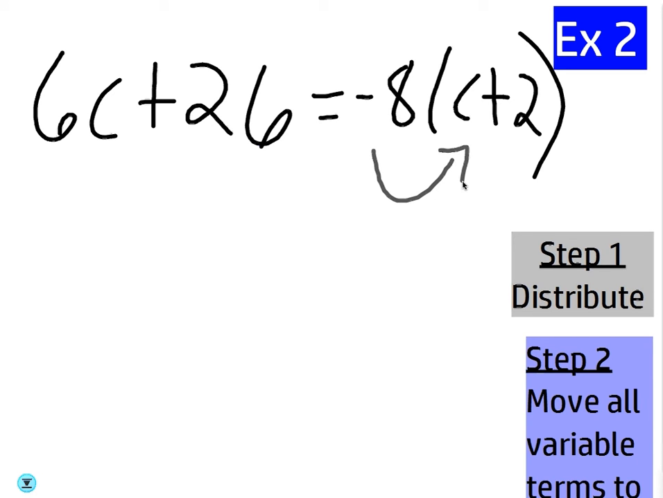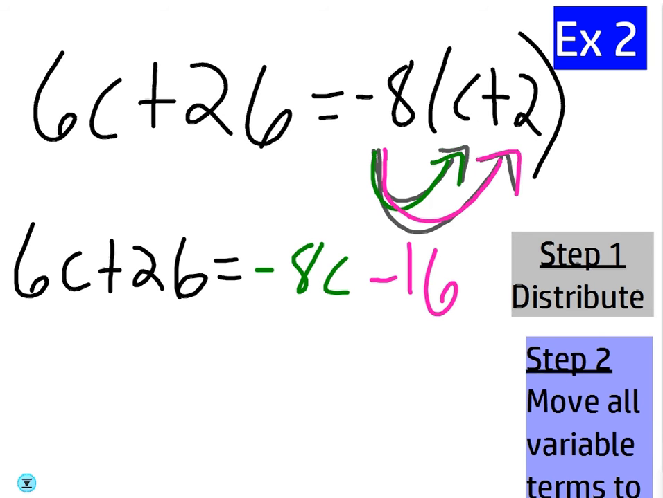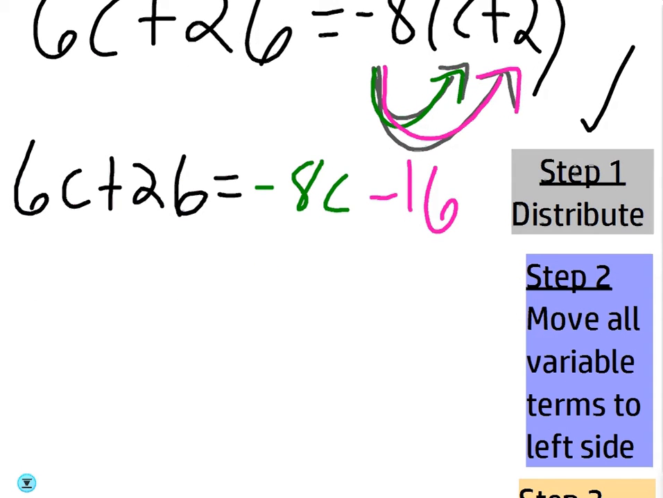So we're going to distribute the negative 8 to the c and the 2. Now, again, on the left-hand side, nothing changes, okay? So it's going to drop down, or the other side that we're not distributing. On the right, we have negative 8 times c, which is just negative 8c, and then negative 8 times 2, which is minus 16. So step 1 complete. Step 2, move all the variable terms to the left side. Can anybody tell me what to do here? Add 8c. There you go. So this variable term on the right needs to go to the left.